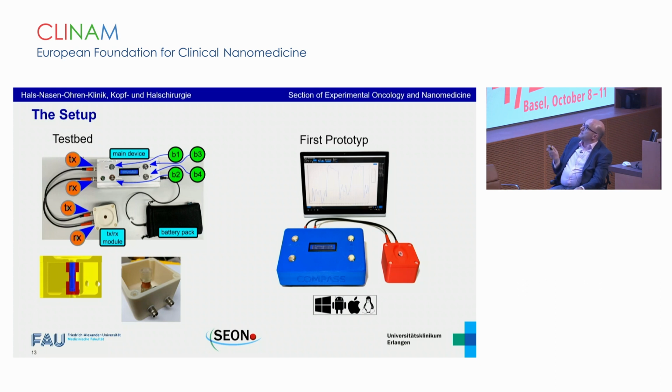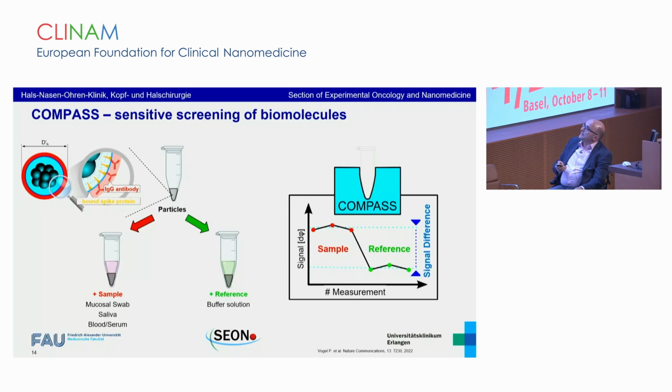They combined this compass machinery, and what we can see here is the following. What we did is that the particles had a spike antigen from corona on the surface, and we placed these particles into blood, mucosal swab or saliva from people suffering from corona. And what we could see is that we could detect, on the left side you see the sample, the antibodies in the blood compared to the reference, where there was a totally different signal.